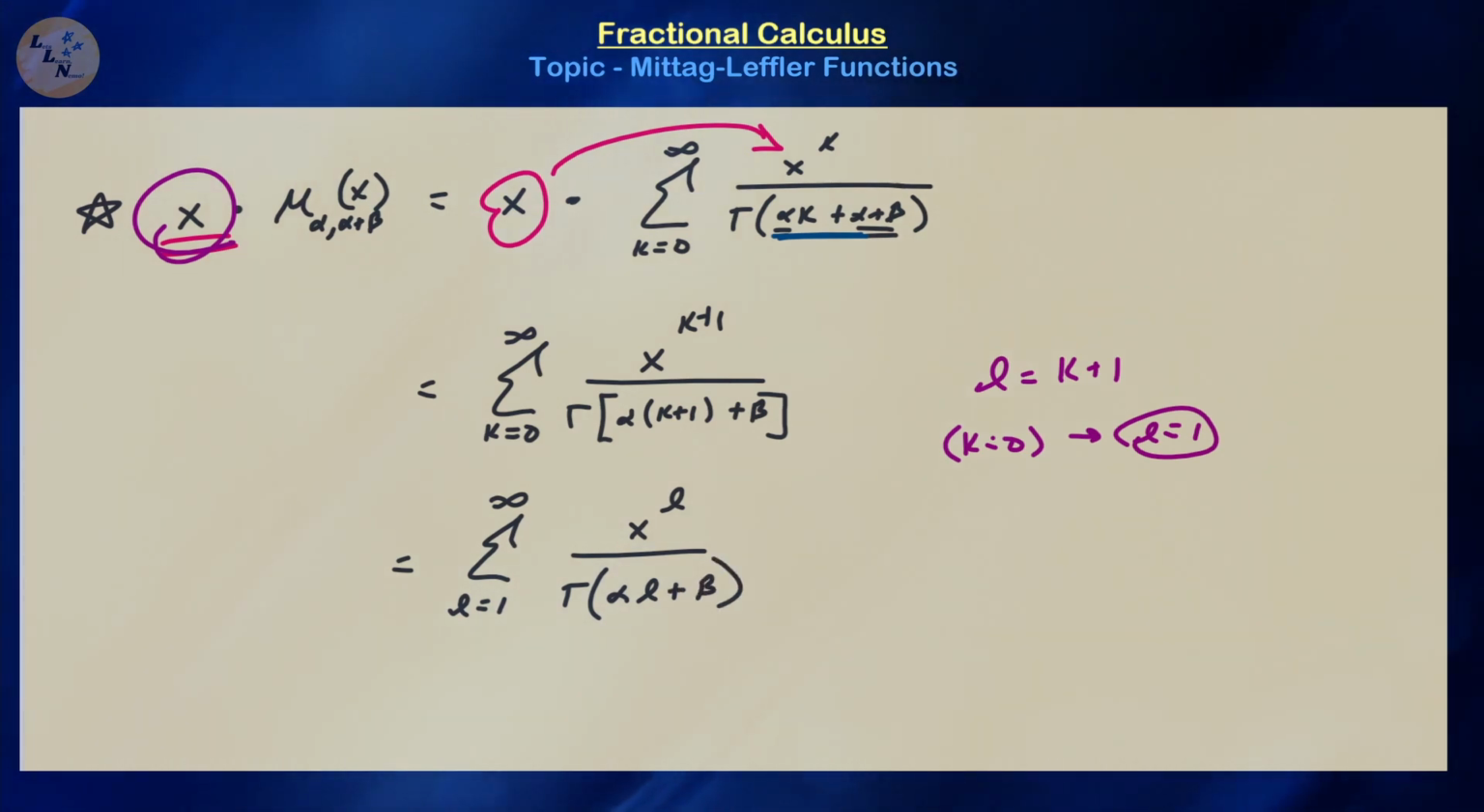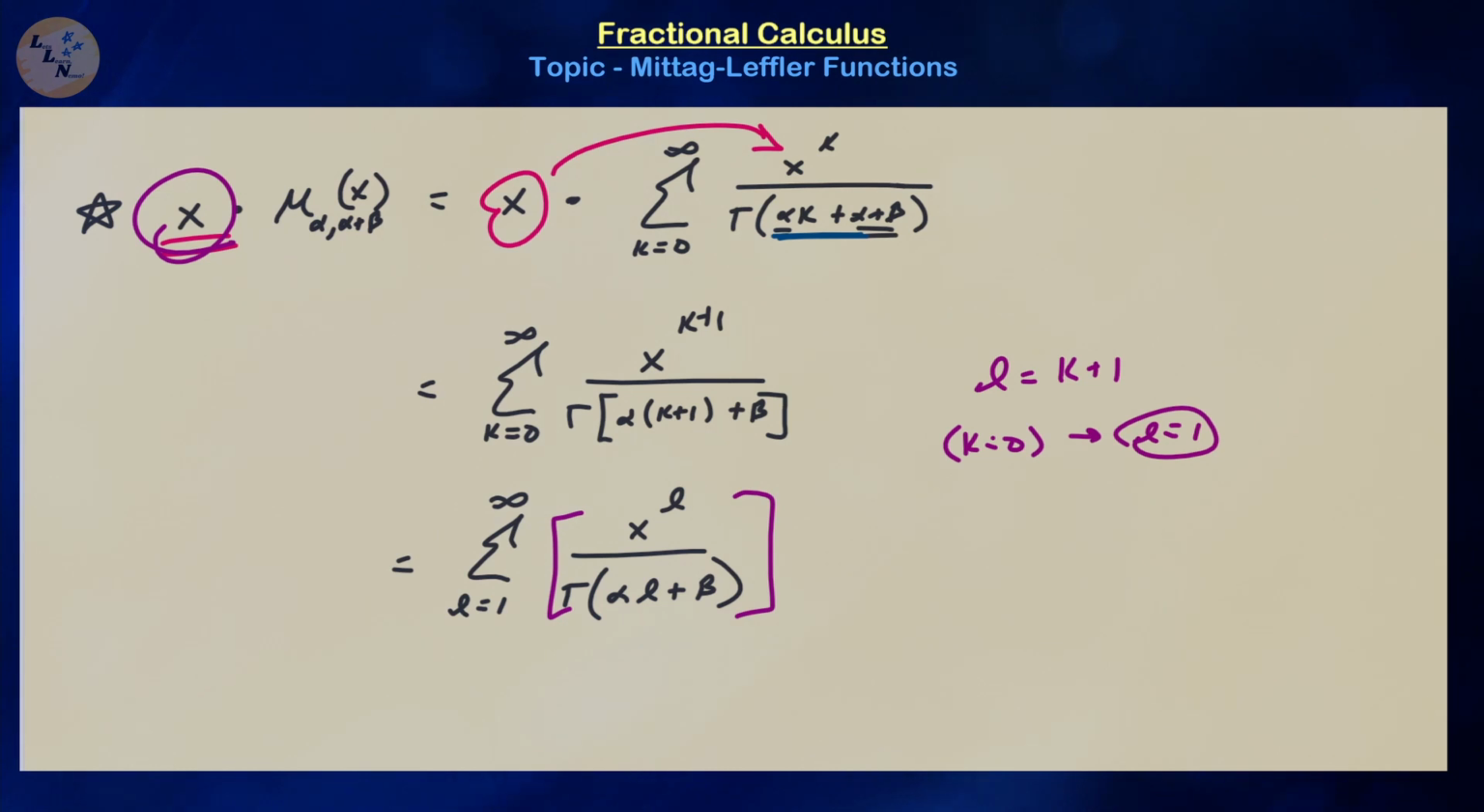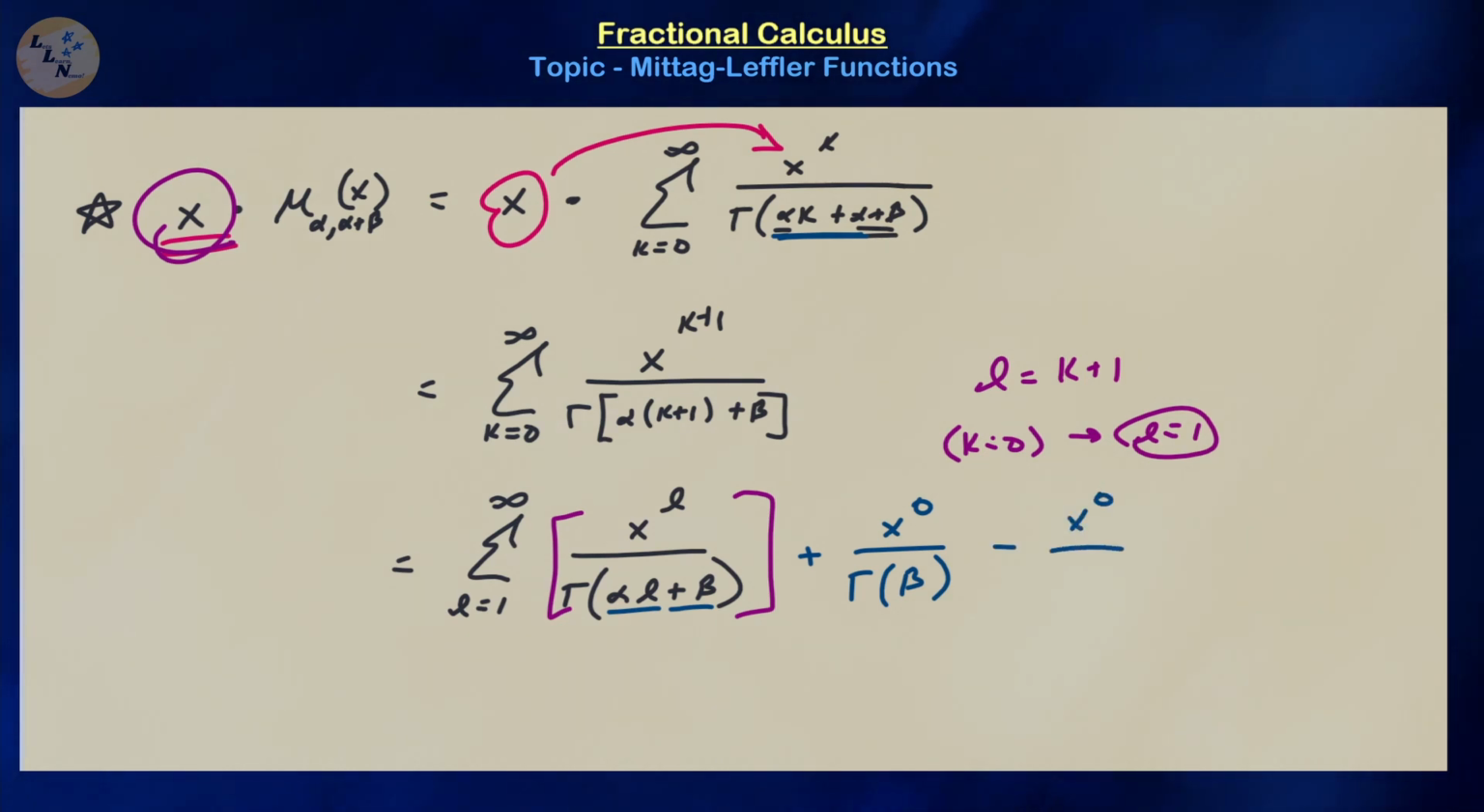Now this looks extremely close to a Mittag-Leffler function of parameters alpha beta, except we're missing the L equals 0 term. So what I want to do is introduce that term so I can write this as a Mittag-Leffler function. In particular, when L is equal to 0, that's going to give us x to the power of 0 all over gamma of beta. So that's going to be x to the 0 all over gamma beta minus x to the 0 all over gamma beta.